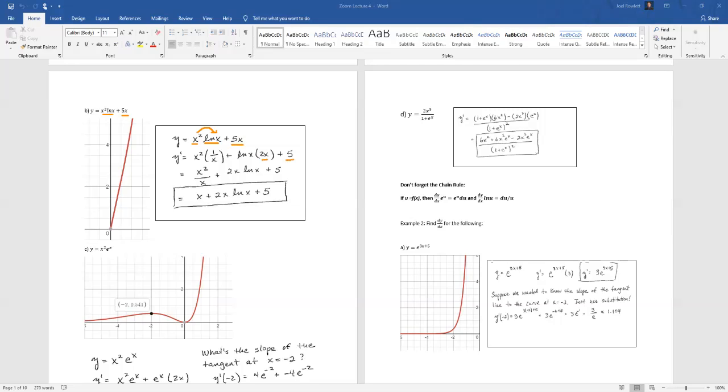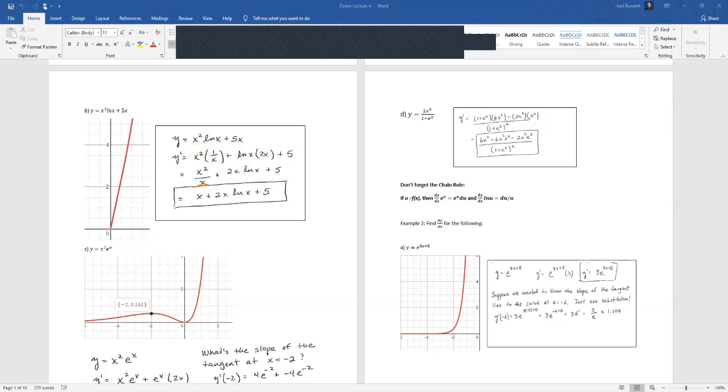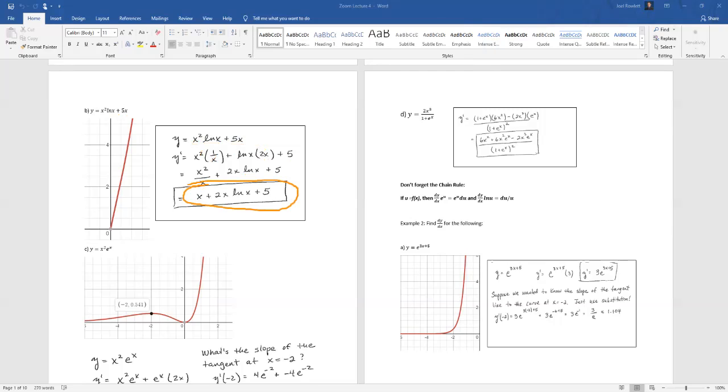And this x here will take out one of the x's up here, and that leaves me x for the first term. Typically, we flush the ln x to the end of the statement, so I just moved the 2x here. That gives me x plus 2x ln x plus 5. And once you get that cleaned up, you see that we have the derivative there.